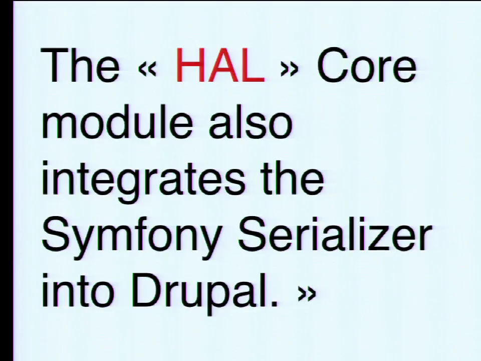Now, there's a second module in there called the HAL module, which expands on the basic JSON support to support HAL. HAL is basically a custom format on top of JSON. Actually, it's also available for XML, if I remember correctly, which enables you to build REST APIs with a little bit more assumptions than you get from a standard JSON representation.